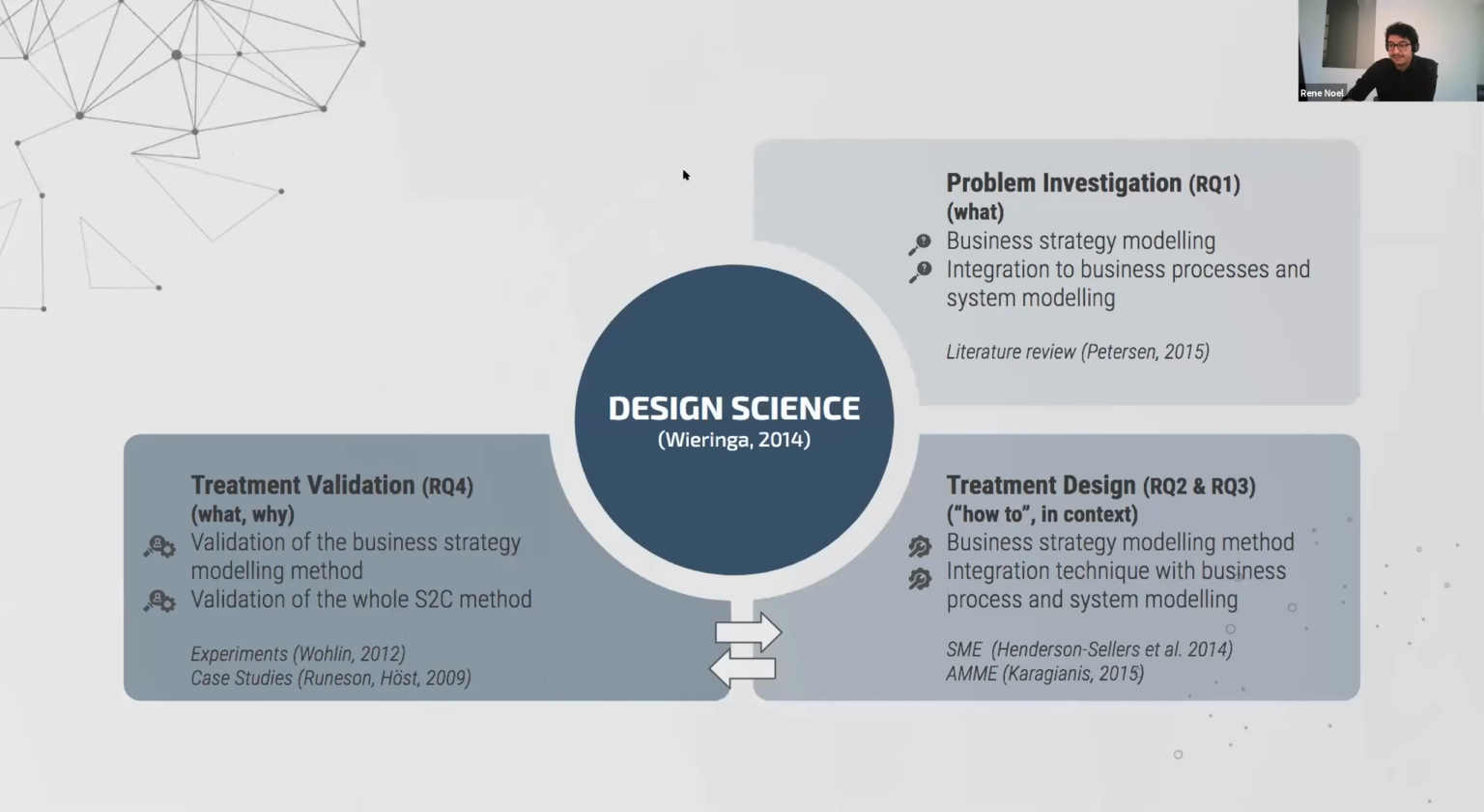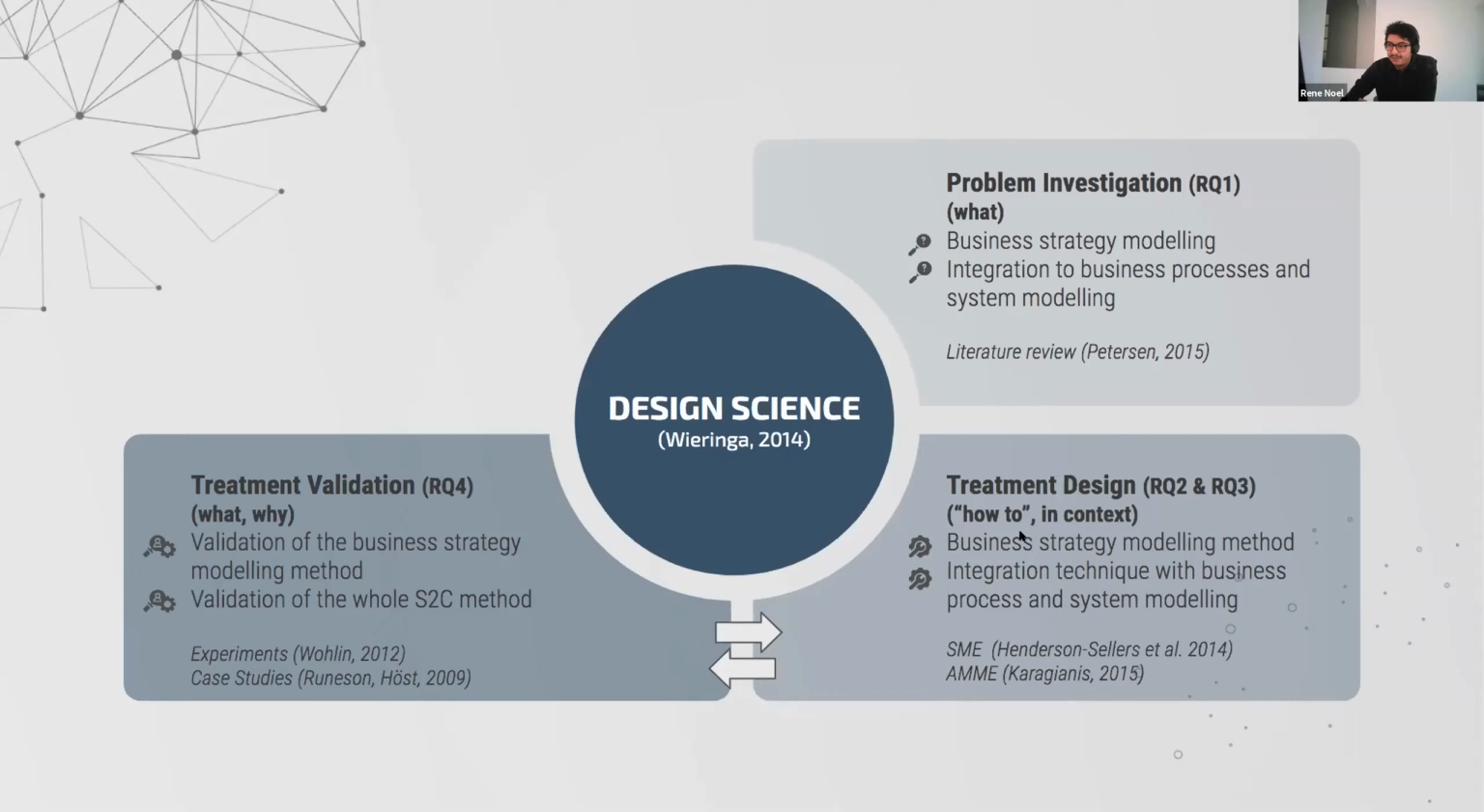The design method is based on, in our interpretation of design science, and addresses four research questions. In the problem investigation, we address what the existing modeling methods are for business strategy and organizational structure, and how the information from this level is mapped into the business processes and system modeling levels.